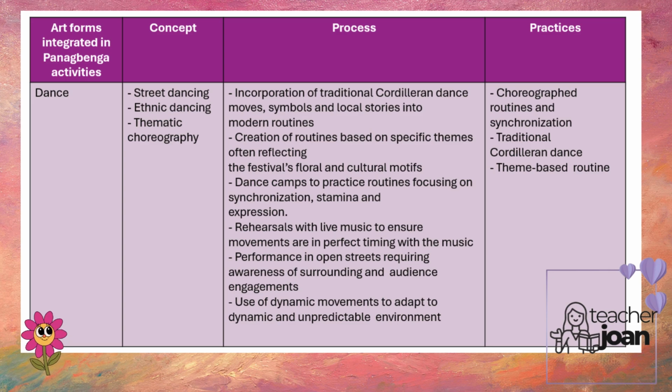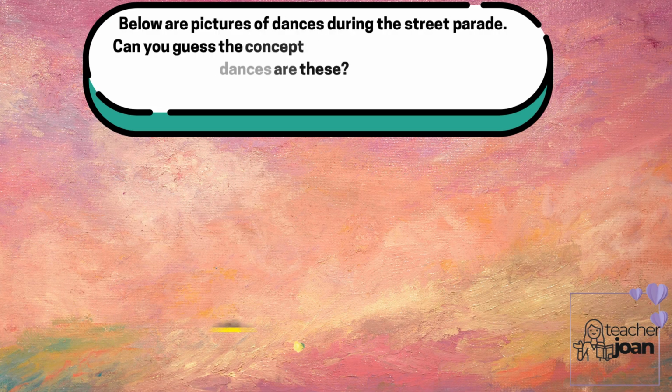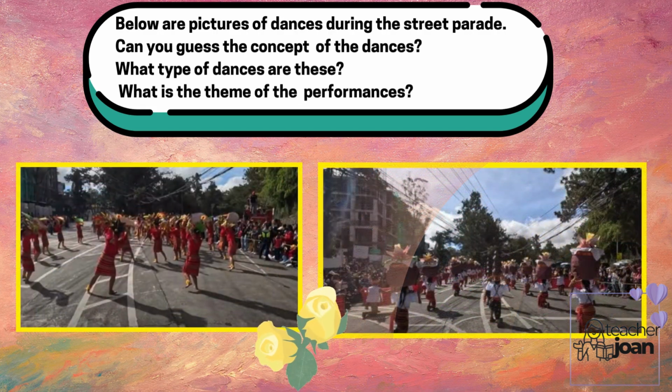Practices: choreographed routines and synchronization. Traditional Cordilleran dance. Team-based routine. Below are pictures of dances during the street parade. Can you guess the concept of the dances? What type of dances are these? What is the theme of the performances?